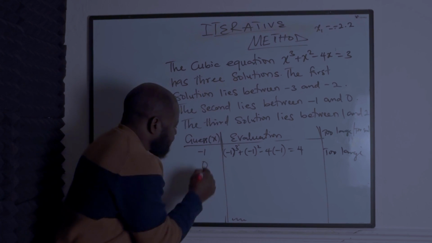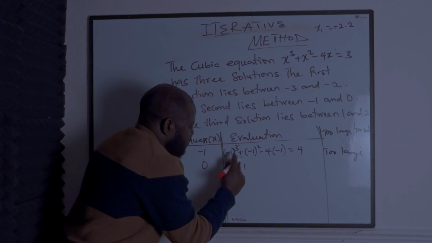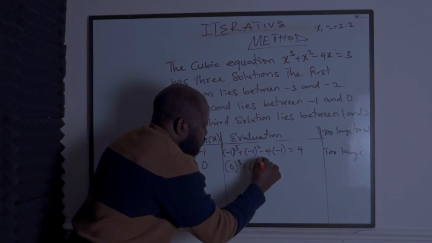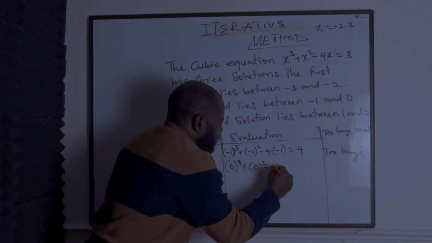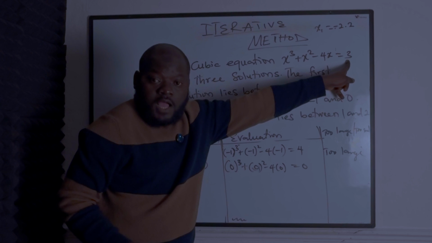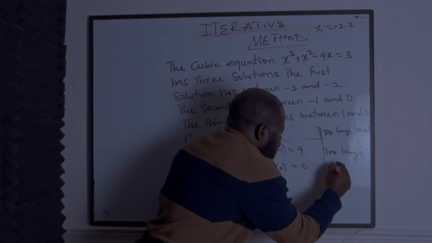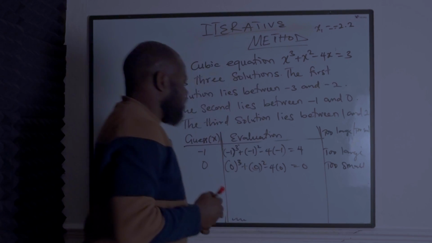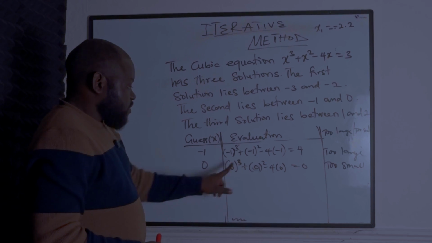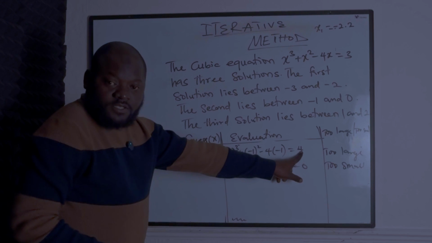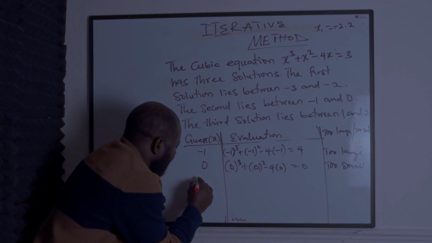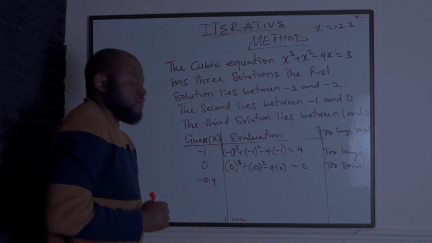So what about 0? We have 0 cube plus 0 square minus 4 into 0, and our result is just 0. This is too small. Am I making sense now? This is too small. Okay? So we have to make a proper guess now. Since this 0 is too small and minus 1 is getting us closer to the answer, then we can make our guess to be, let's say, minus 0.9. What would that give us?